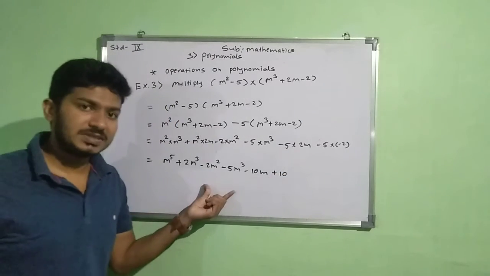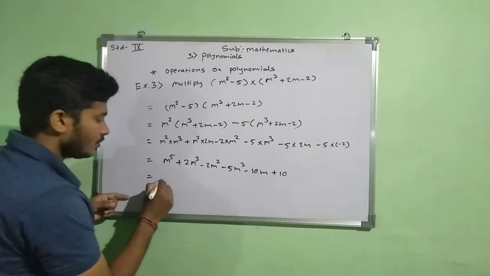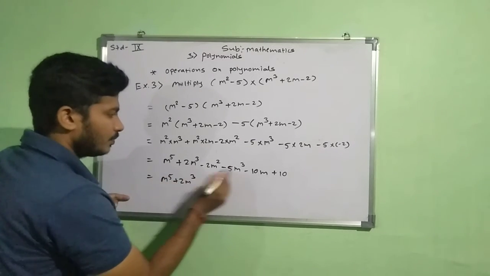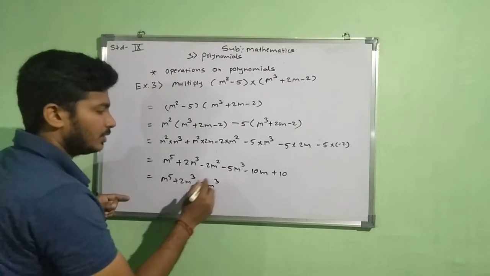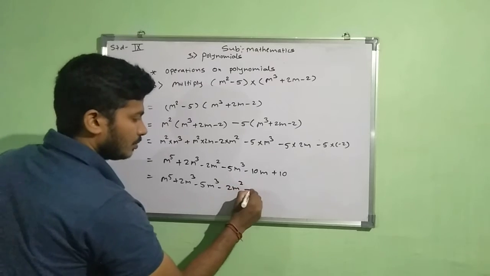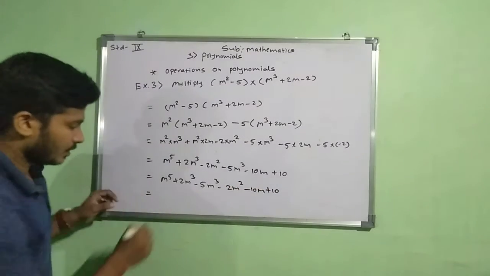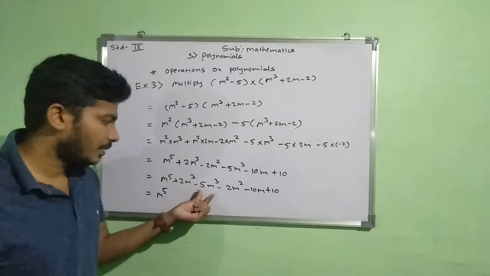Now whichever terms are like terms, that means having the same power, we will write together. m raised to 5. Now plus 2m cube and minus 5m cube, we will write together. Minus 2m square minus 10m plus 10. Now m raised to 5 as it is. Now 2m cube minus 5m cube.